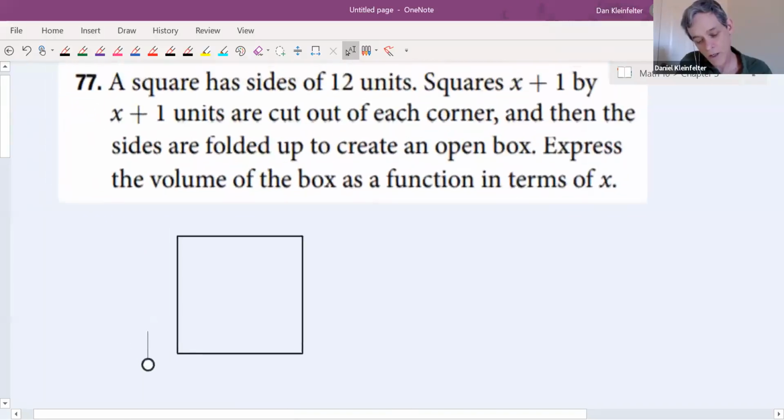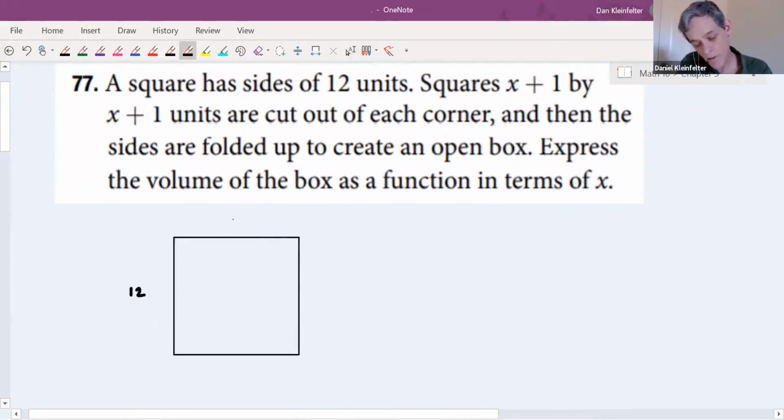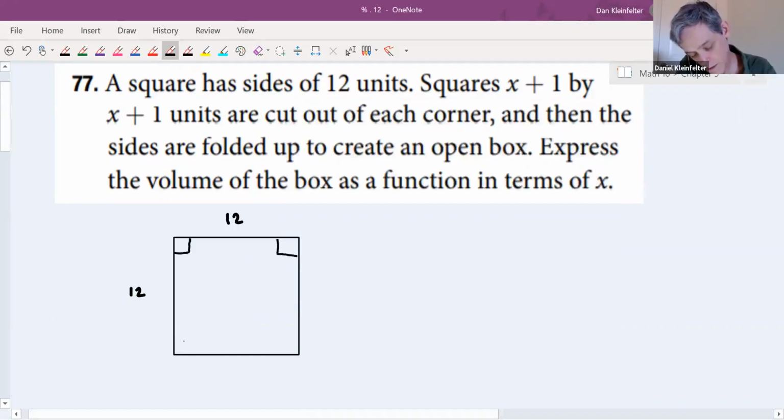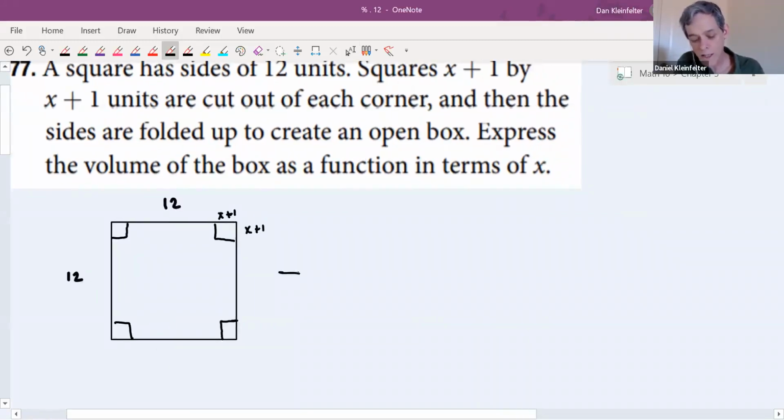Okay, so there's our square, and it has sides of length 12. And then we're going to be cutting out squares of length x plus 1 from each corner. So let's do that. Okay, so each square has length x plus 1. Okay, so then once those cuts are made, you end up with this shape that looks like kind of like a T or a cross.